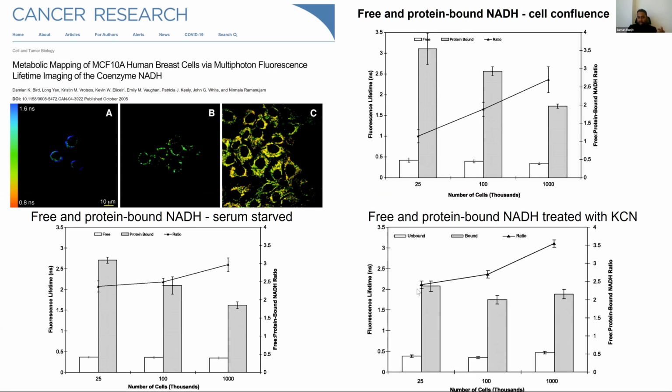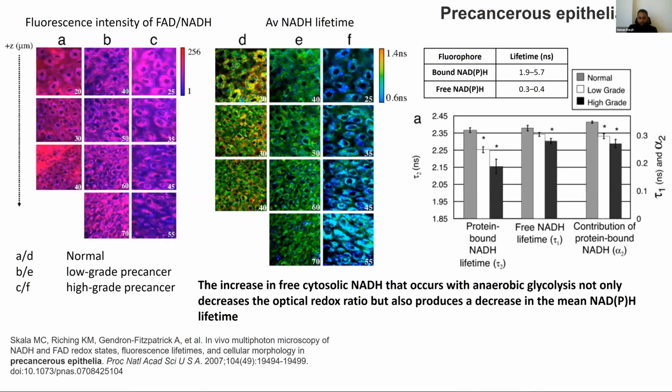And if you look at the protein bound under potassium cyanide, which would induce glycolysis, you see very similar behavior as that of serum starved. So this tells us we can use this sort of method to look at glycolytic and oxidative phosphorylation changes in a system. One of the first important papers was from Melissa Skala, when they looked at cytosolic NADH, basically in precancerous epithelial cells. And this is your intensity ratio, the optical redox ratio, as I mentioned before.